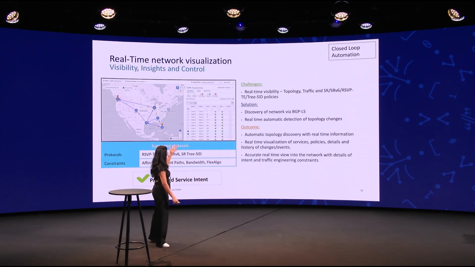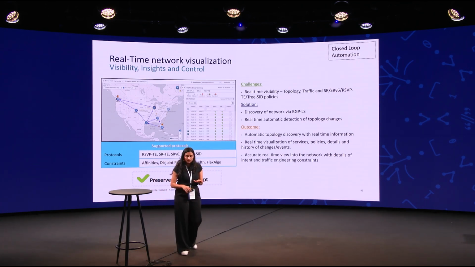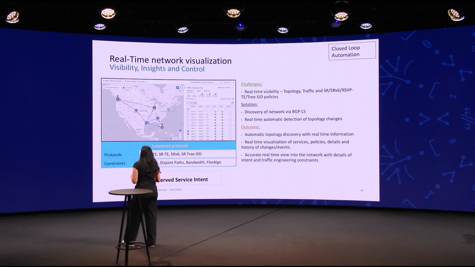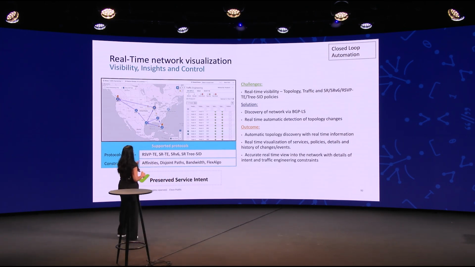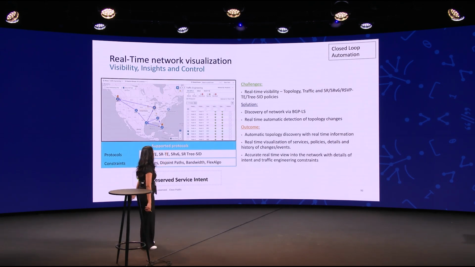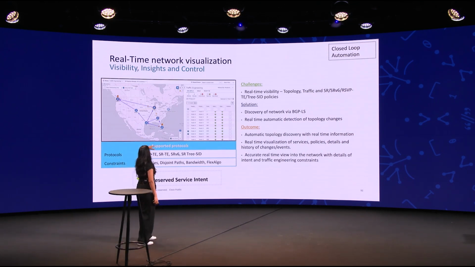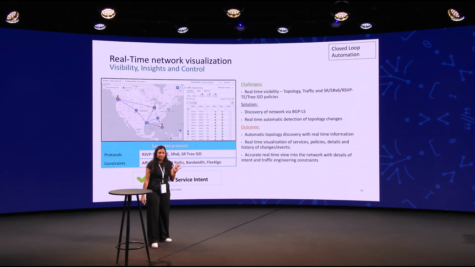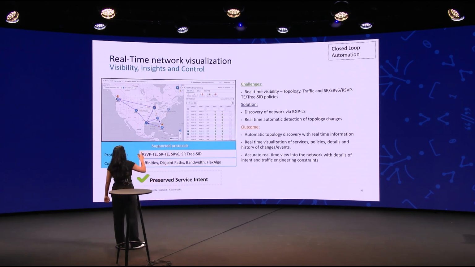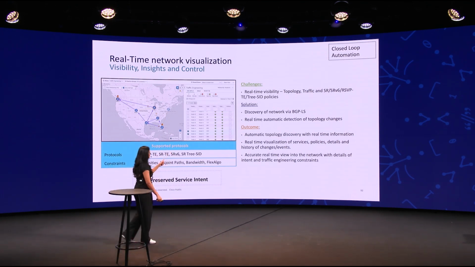So the solution to the challenge of not being able to 100% see your network, or 100% see all the details in your network under a single pane of glass, is to have real-time automated discovery of the network via BGPLS. We discover it via BGPLS. We build this really cool UI. And it's not just the UI. You have this in your API as well, and then you have all of the information when you drill down deeper and deeper.